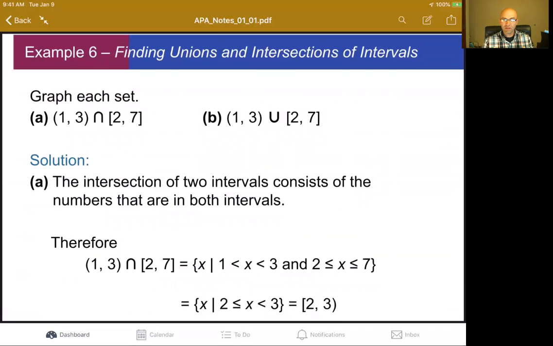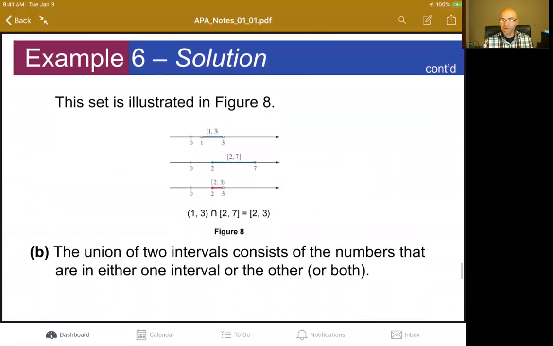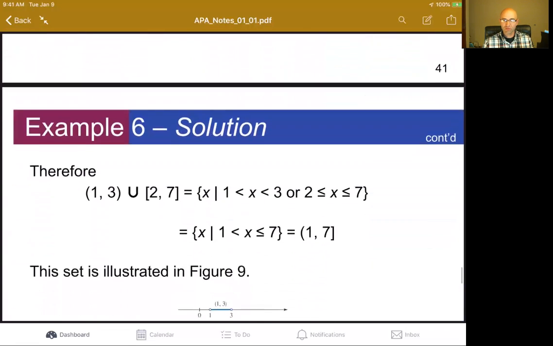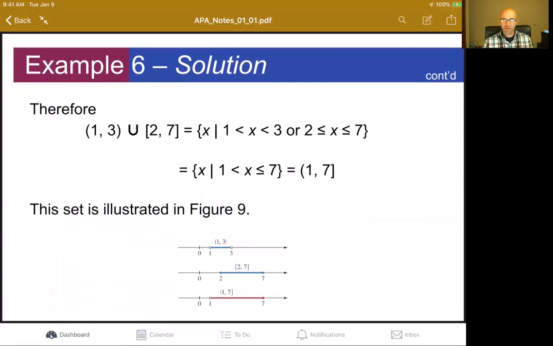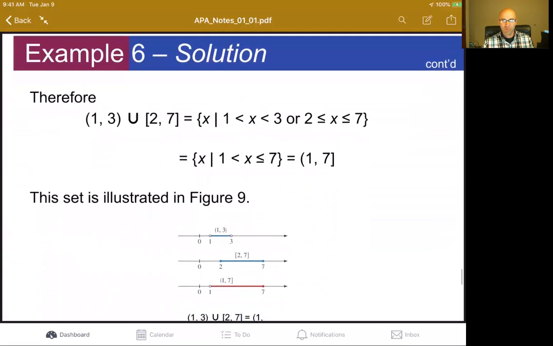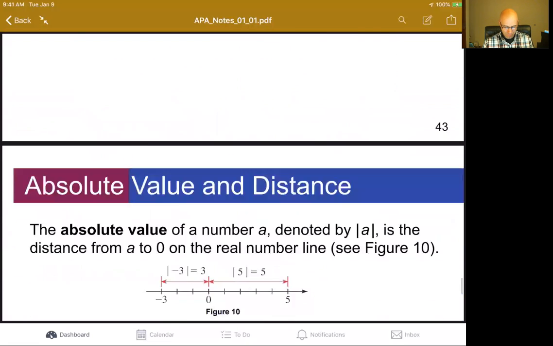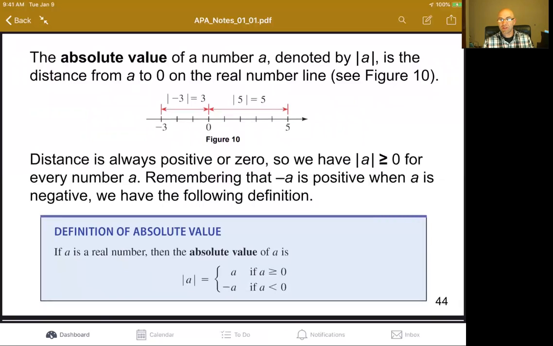So you can find unions, intersections of these. Here are some examples of doing that. You can feel free to work through those as you like. There's examples in the notes. There's examples in your book through your homework that show you those sets, unions, and intersections.